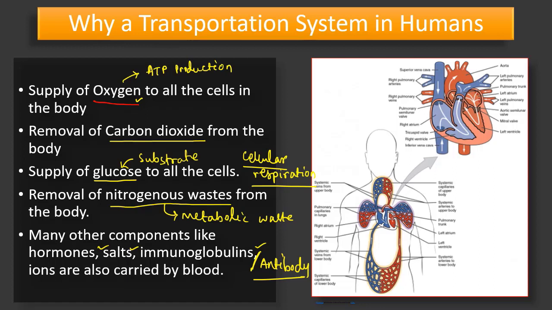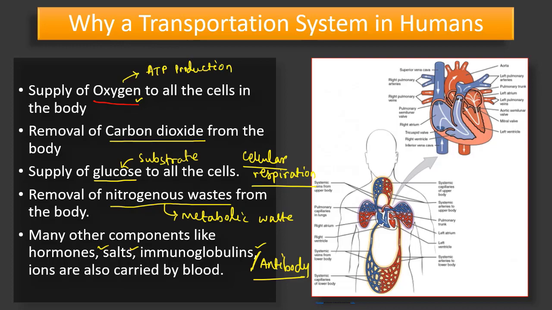So you understand how crucial the transportation system is, because it is linked very closely with the nutrition process, with cellular respiration, it is also linked with the excretory system and also with other components like the hormones, right? Basically, one endocrine gland is going to secrete something, and it is going to be taken to the target site, right? And you have the salts, immunoglobulins or antibodies, and ions, which are all being transported by this particular transportation system in the body.